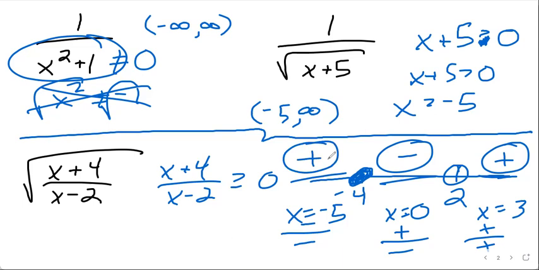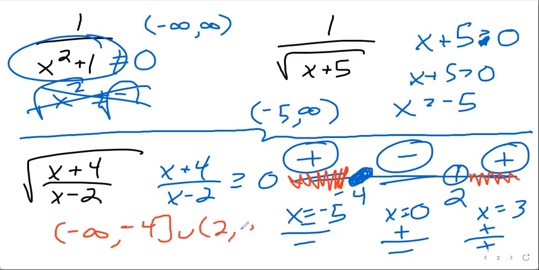What did I want, though? I wanted everything that was greater than or equal to 0, meaning I wanted all the positive intervals here. So that would be negative infinity to negative 4 with a bracket, and 2 with a parentheses to infinity. And there you go with domain, your 3 rules, and dealing with inequalities, especially the case where you have a number line.